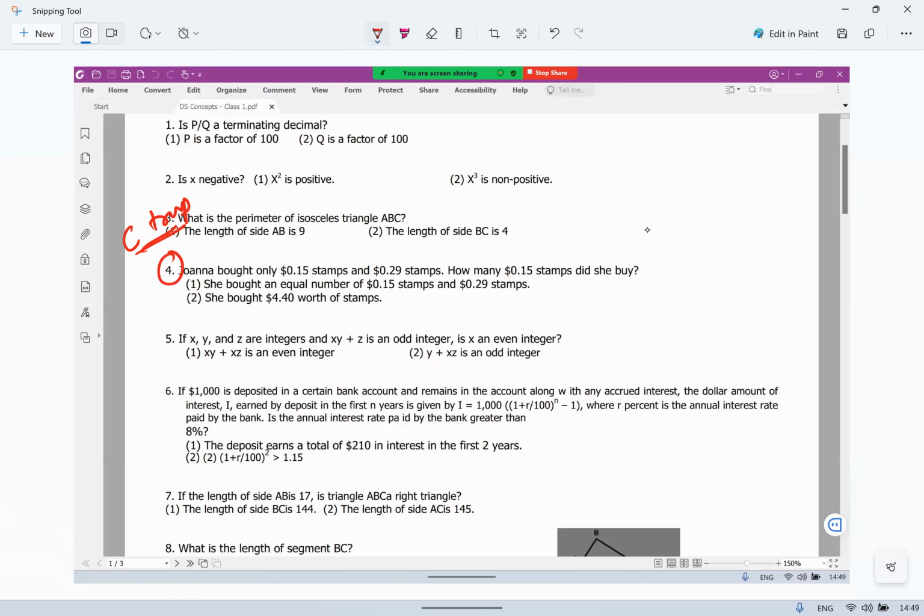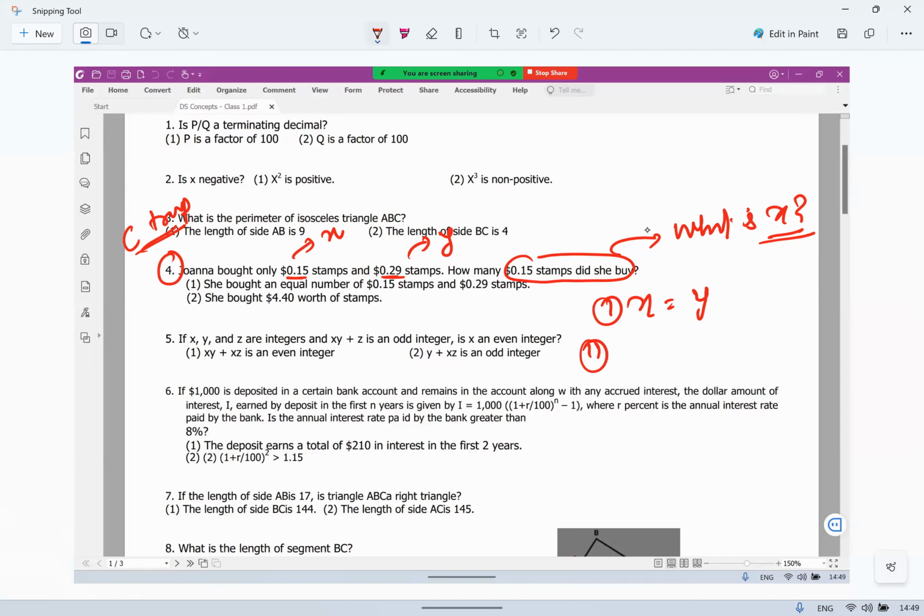It says Jonna bought 0.15 stamps and 0.29 stamps. Let's say there were x number of 0.15 stamps that he bought and y number of 0.29 stamps. The question is, how many 0.15 stamps did he buy? What is the value of x? Statement 1 says x is equal to y, which is obviously not sufficient. Statement 2 says he bought 4.40 worth of stamps. It means 0.15x plus 0.29y is equal to 4.40.